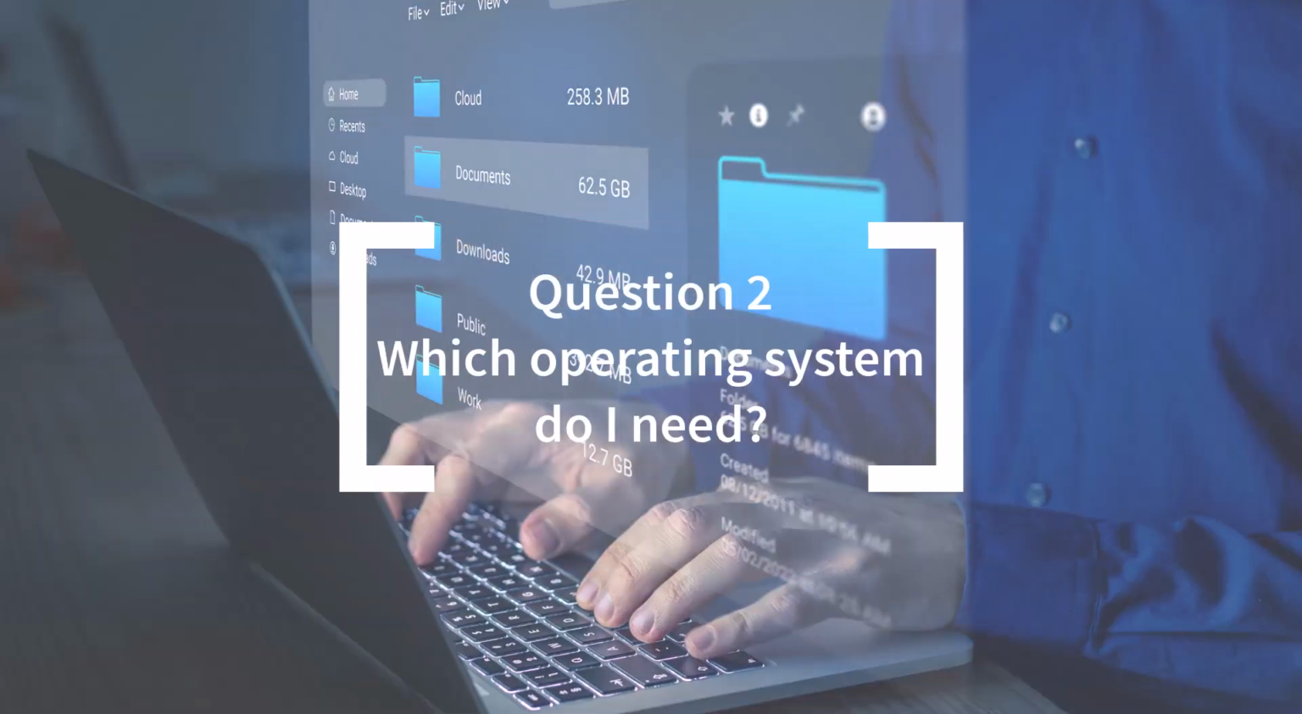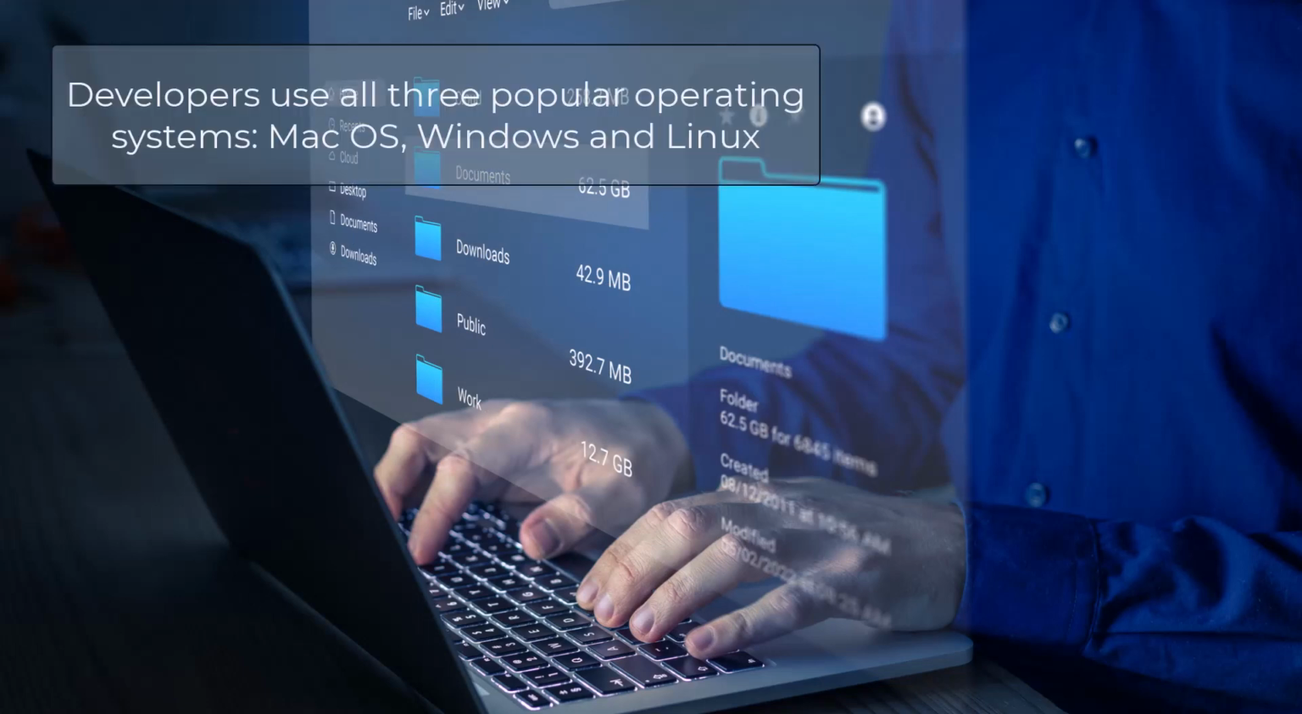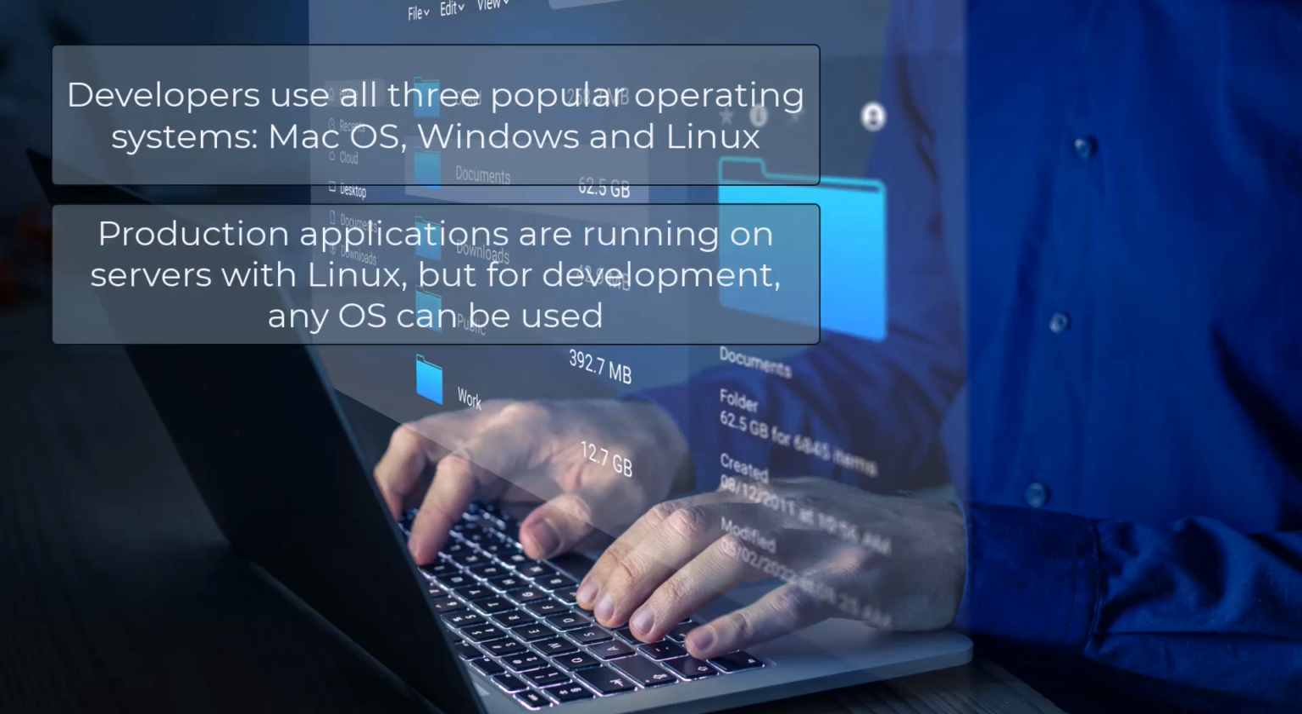Which operating system do you need? You can use any operating system you are comfortable with. I see many developers using all three popular operating systems: Mac OS, Linux, and Windows. Production Java applications are running on servers and there Linux is usually used. But as a developer, you can use any OS. On my laptops, I have Linux, Ubuntu, and Windows. As an employee, I used both operating systems to work as a Java developer.